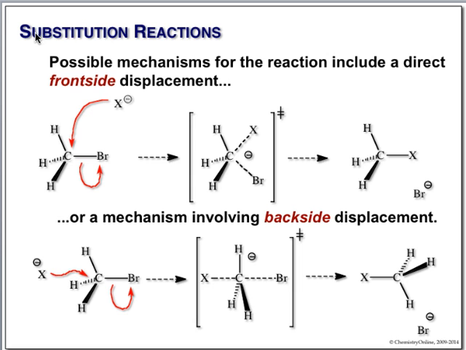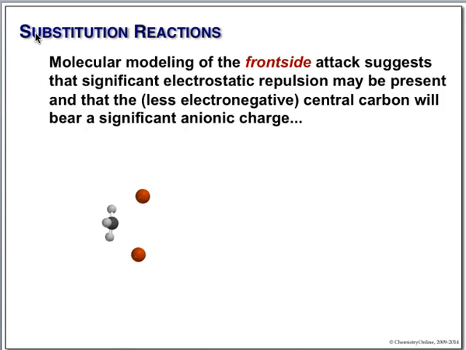Now, these days, we can do fairly sophisticated computer simulations. What we're going to look at are some simulations for both of these transition states. And we're going to try to rationalize which one would be more likely. Let's start with the front side. This is what we set up on our computer. We have our electrophilic center here. Here we have a bromine coming in and a bromine coming out. Again, both on the same side.